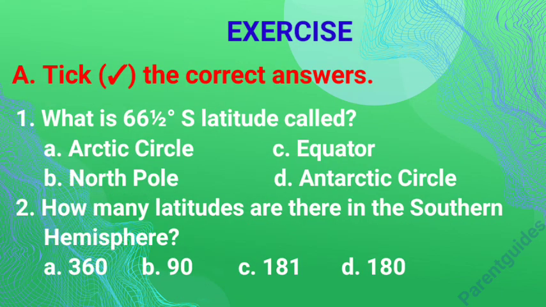Exercise. A. Tick the correct answers. 1. What is 66.5 degree south latitude called? A. Arctic Circle. B. North Pole. C. Equator. D. Antarctic Circle. Answer is D. Antarctic Circle. 2. How many latitudes are there in the southern hemisphere? A. 360. B. 90. C. 180. D. 180. Answer is B. 90.